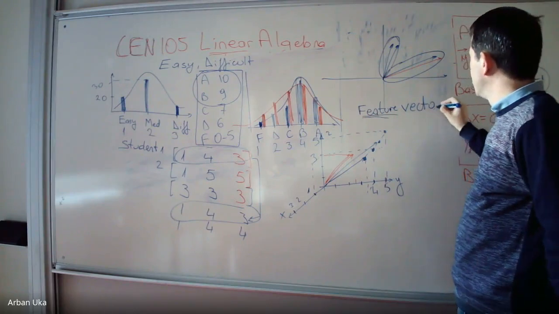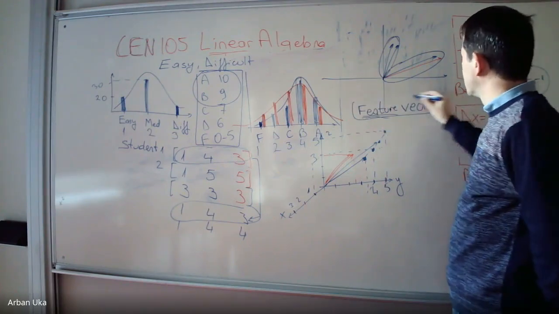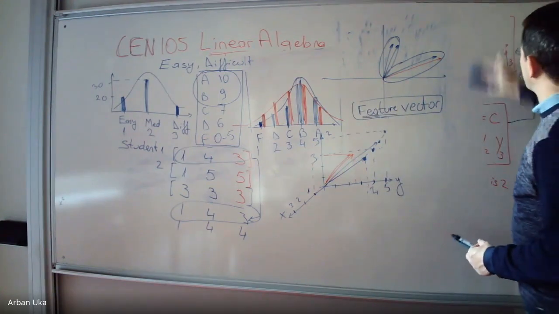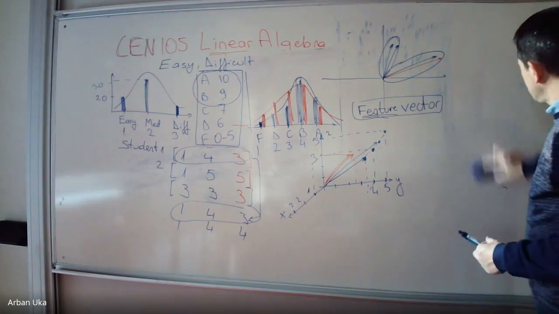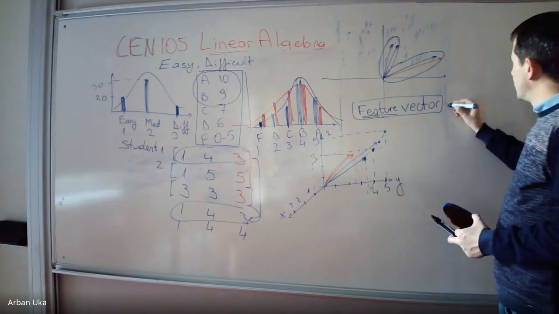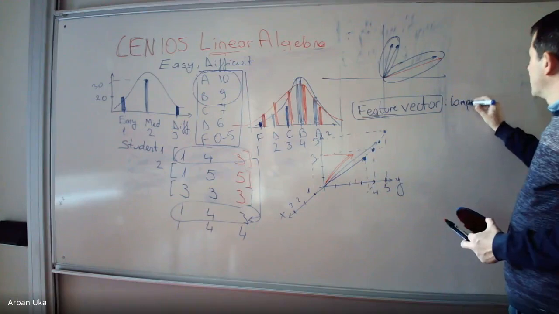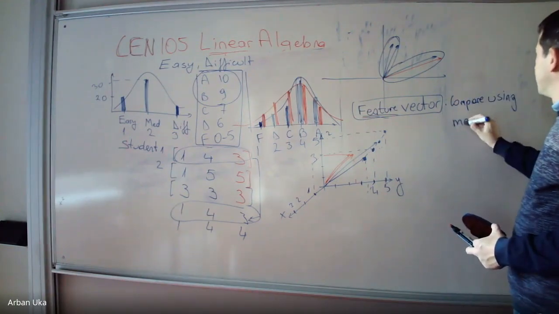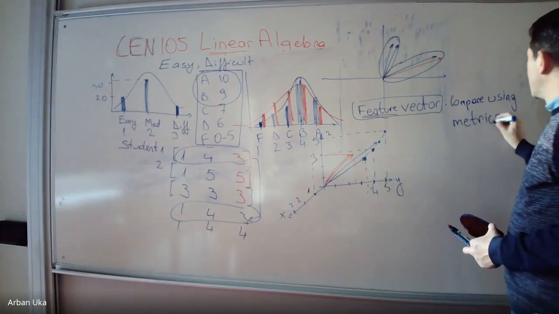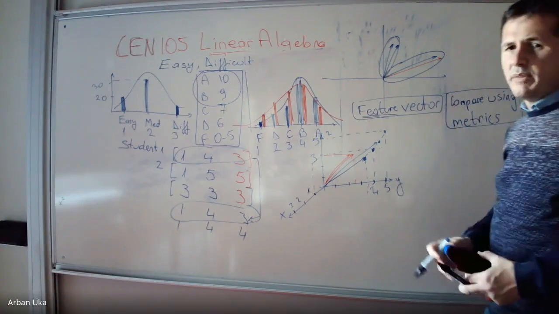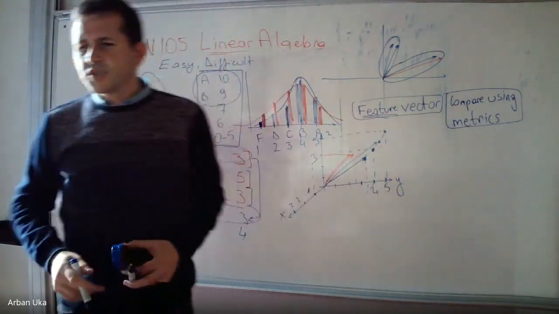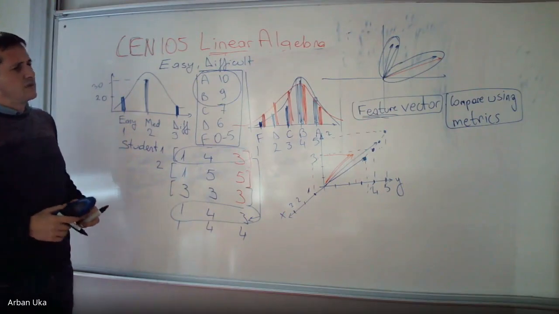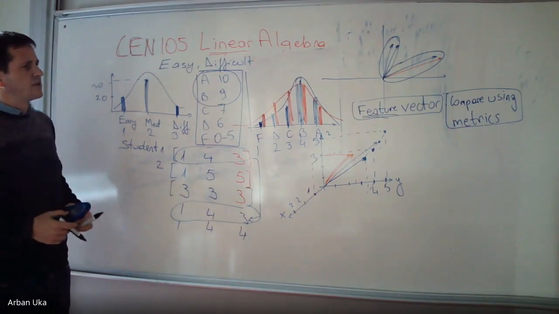Let me call this one a feature vector, and these feature vectors can be compared after we assign a metric. So feature vectors, we compare them using a metric. What is a metric? A metric is a quantitative measure which can check how similar they are to each other, or how much they correlate with respect to each other.